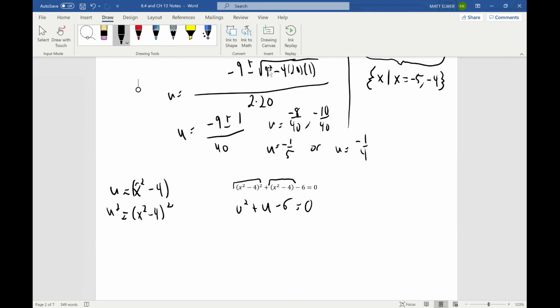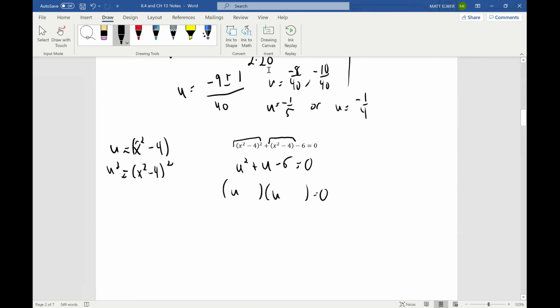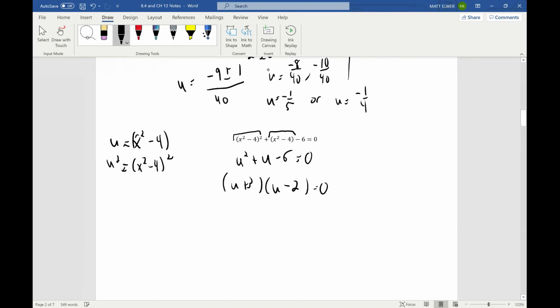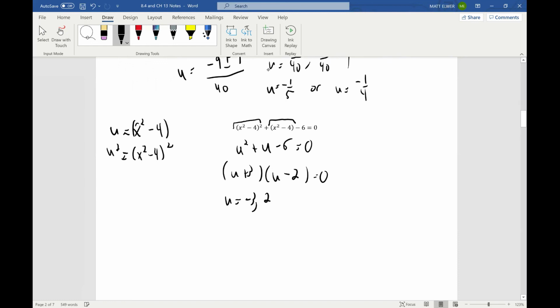Notice that this factors really nicely. Our two factors here would be a positive 3 and a negative 2. So we get u is equal to negative 3, I'm sorry, I have to reset those equal to 0, so u is equal to negative 3 or a positive 2.